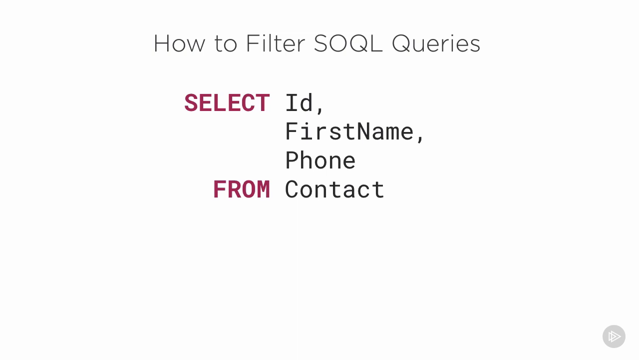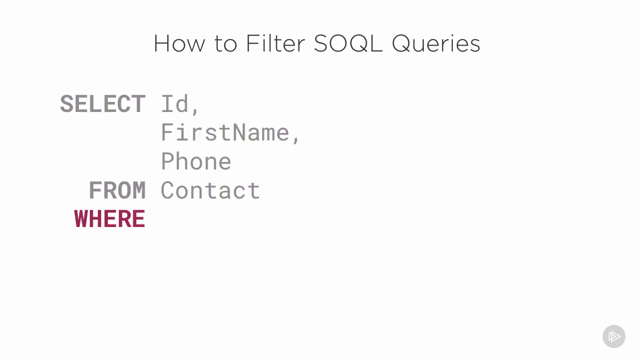Even though filters are 100% optional, almost all queries will use one. To begin your filter, you need to use the where keyword. The where statement goes immediately after your from statement as shown. The format goes like this. First, you have your where keyword. Then you have the field which needs to be filtered.